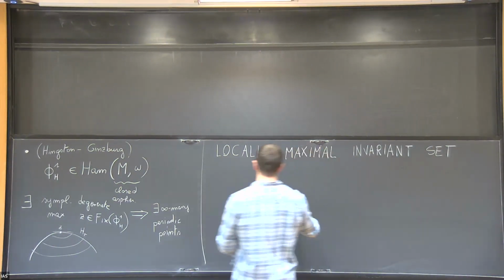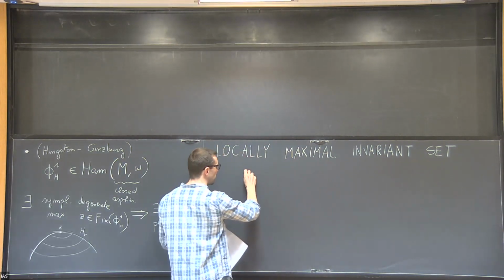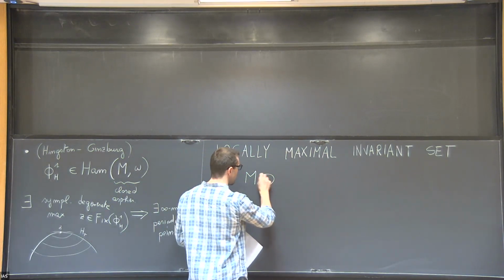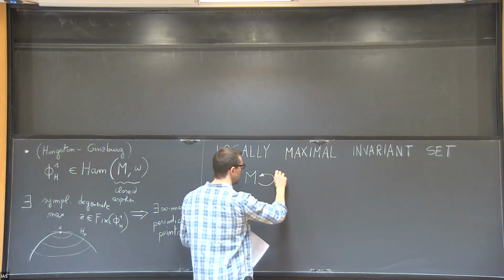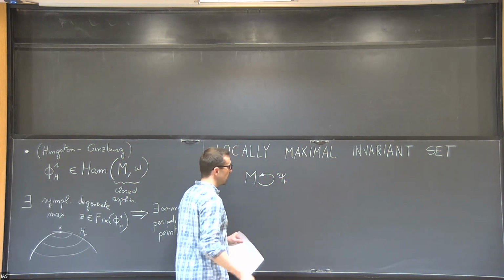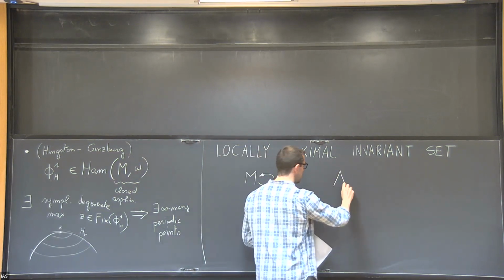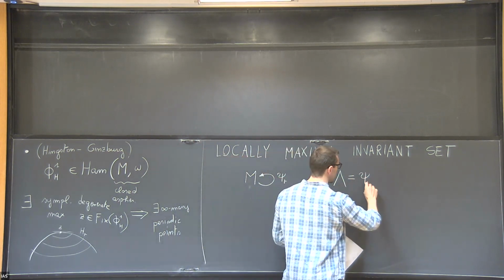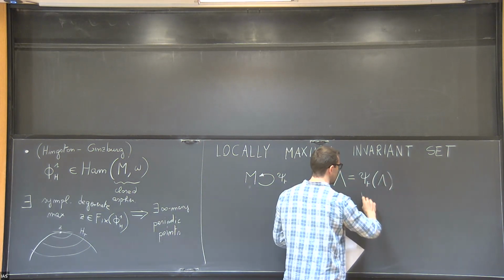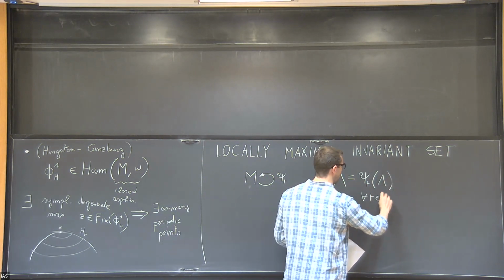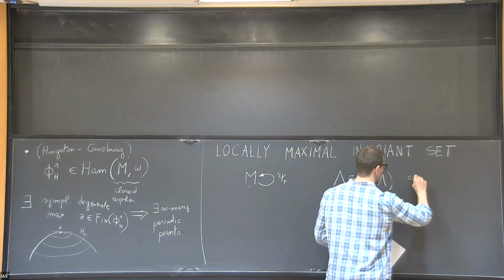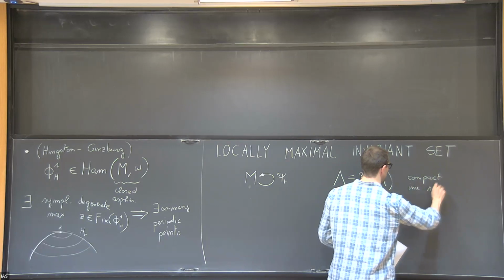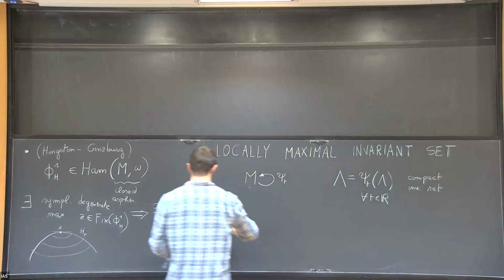So I have my flow, I call it psi_t, on a space which I call M because I think of a manifold, though it doesn't have to be a manifold for this notion to be defined. The flow is psi_t, and you have an invariant set, lambda. It's a subset of M that's invariant by the flow: it's equal to psi_t of lambda, for all t. And it's compact. Definition.